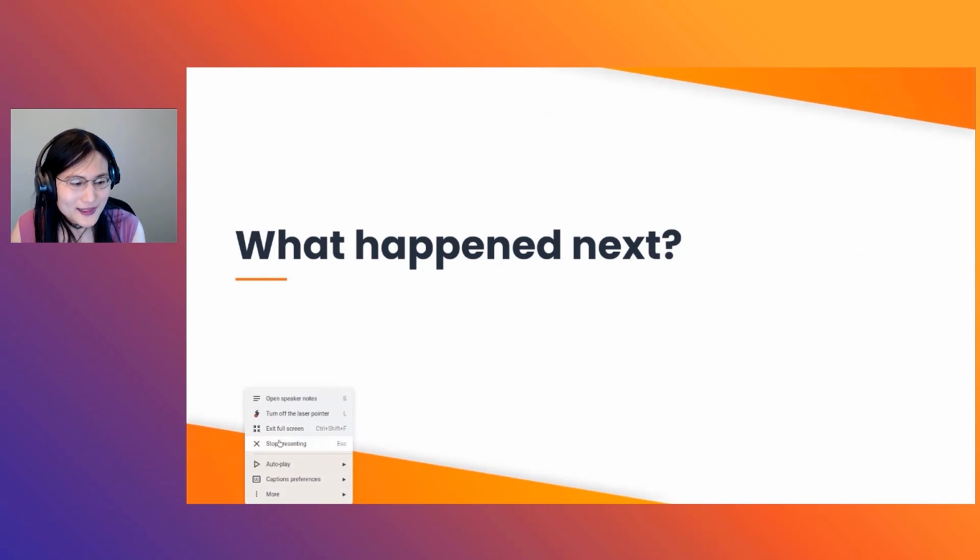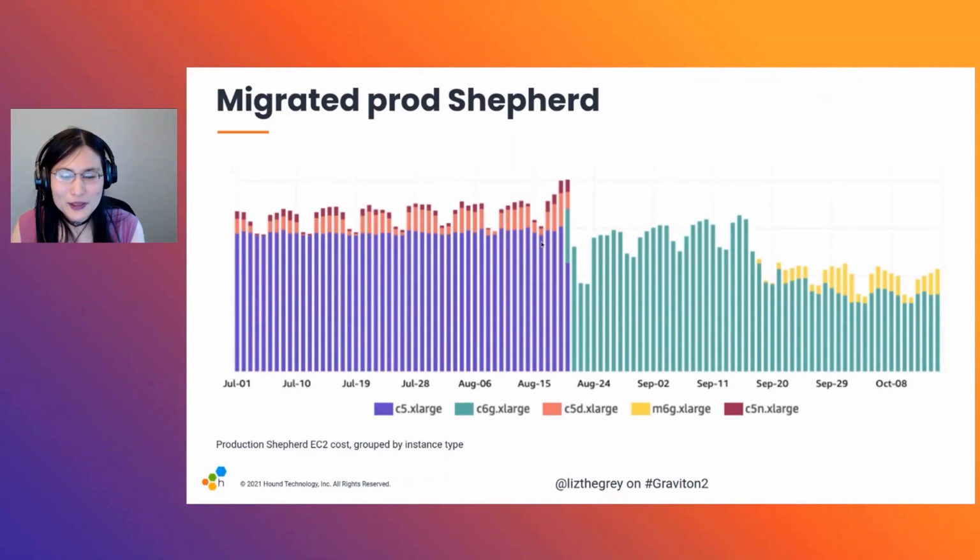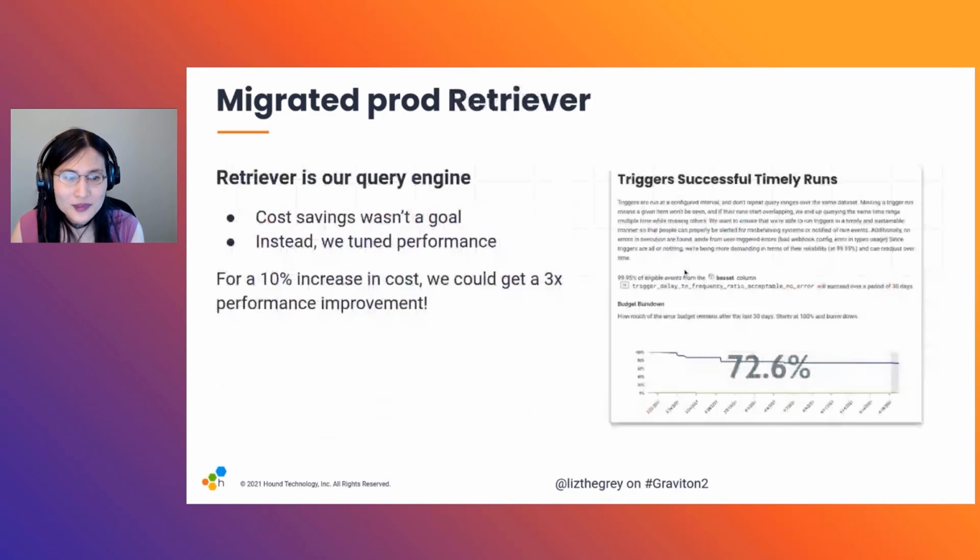So what happened next after we successfully ran Shepherd? Well, it turns out once you migrate dog food Shepherd, you can then migrate prod Shepherd and see the same cost savings. A little bit more usage of M6G on Spot because we run more and more instances. So we needed to have a little bit more Spot diversity, right? So very, very compelling cost savings from running on Graviton2.